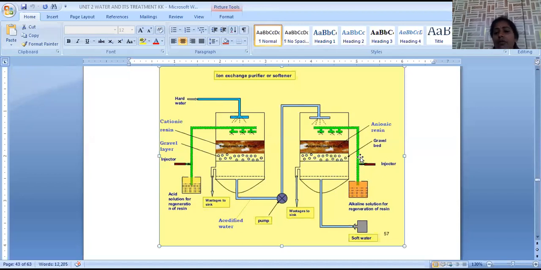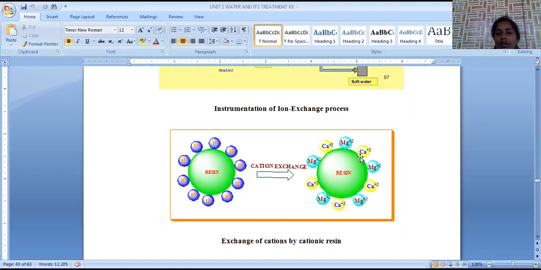Regeneration purpose, these two side tanks are used. And we are also performing the degasification process. Whatever dissolved gases like oxygen, carbon dioxide, H2S, ammonia, any dissolved gases present in the water, they get removed by the process called degasification. By attaching a vacuum pump to that, we can remove them.